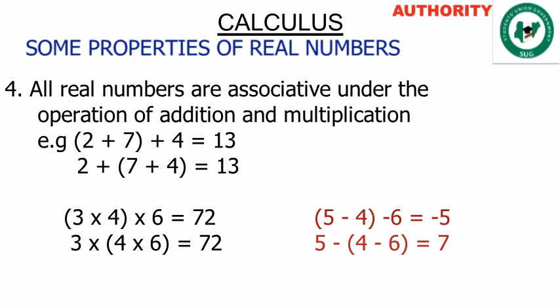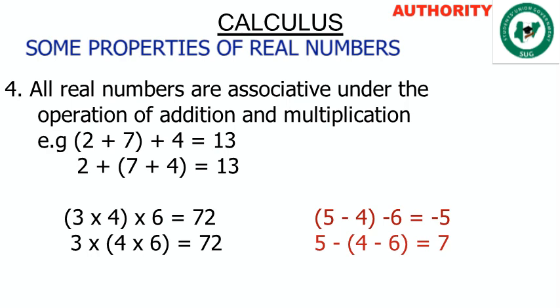Then we'll now have 3 times 4 times 6, that is 4 times 6 in bracket. It will give you what? Now, let's perform the operation in bracket. So we'll have 4 times 6, it will give you 24. Now, 24 times 3, it will give you 72. Okay? That is the associative law under addition and multiplication.